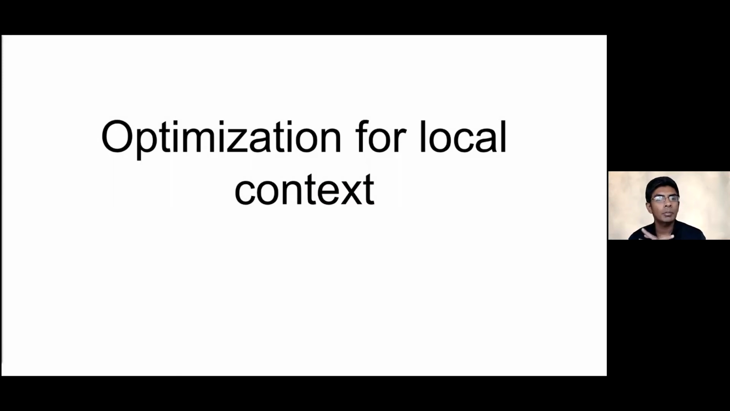So here I talk about optimization for local context. As I mentioned earlier, the base Inception model is trained with your everyday born digital images. Essentially images that you would find on Flickr, Instagram, Facebook, which are very different from the archival images. So we have to optimize the machine for our local context. So let's see how we achieve this.